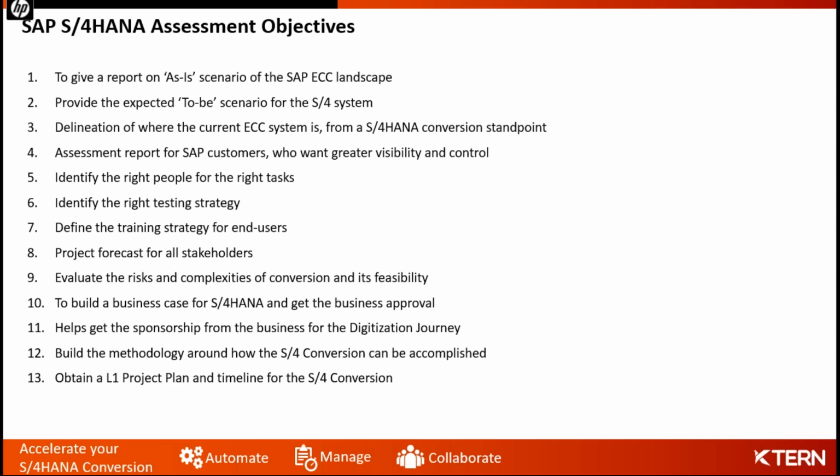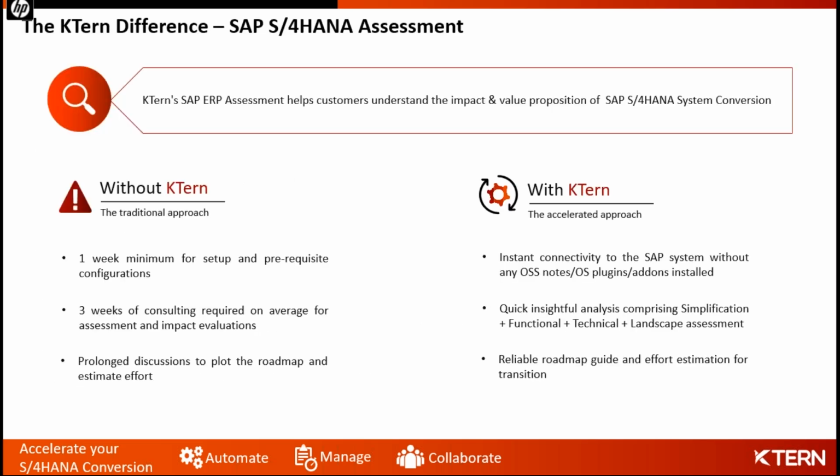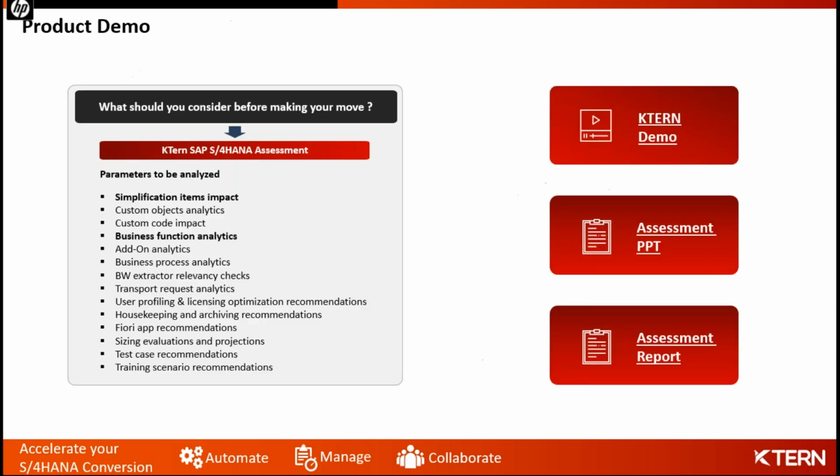At this point, if you were to do it without KTern, what primarily happens is you will have to put a bunch of notes into your system and then involve multiple people, from the functional, technical and basis teams, and try to get a picture of what is in your system and how it is going to be affected in a conversion. Whereas with KTern, you're able to do it much faster, within a matter of days, and you get this information out in the form of a guide, a PowerPoint, and also a document.